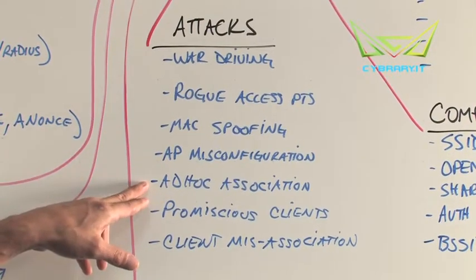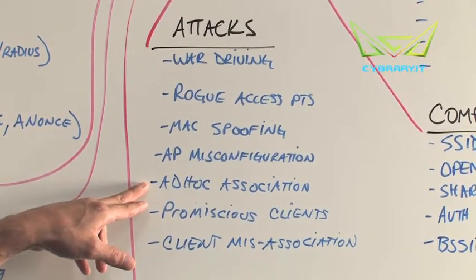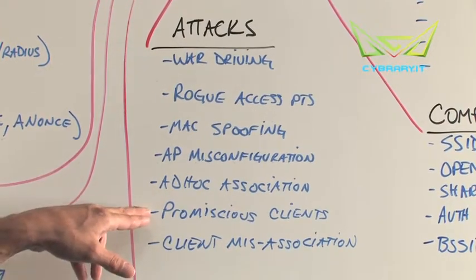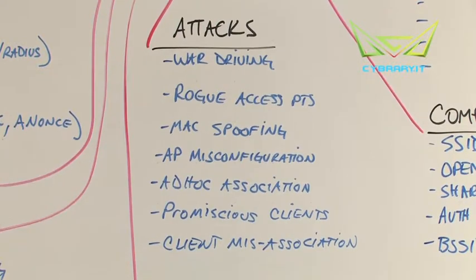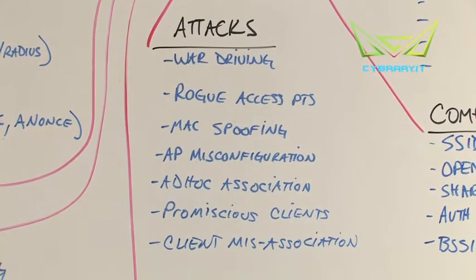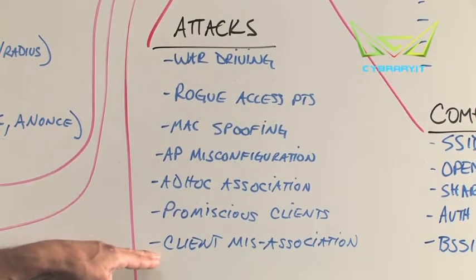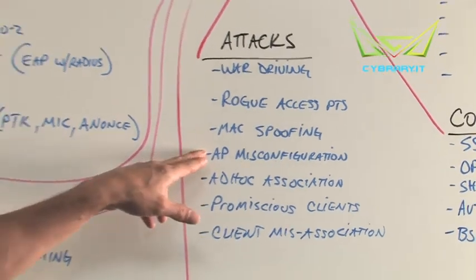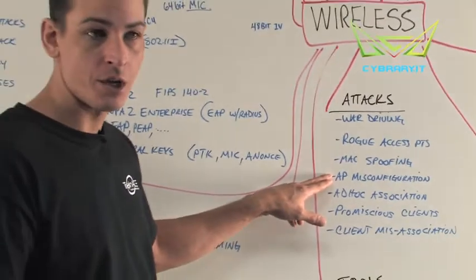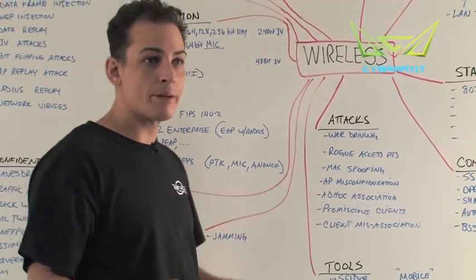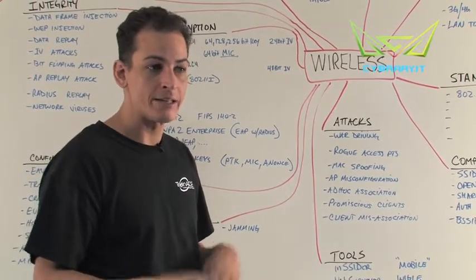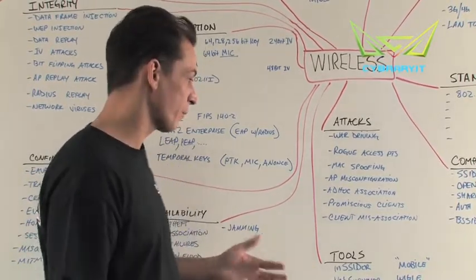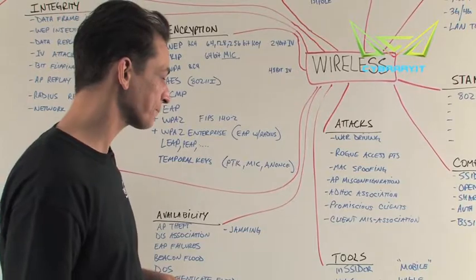Ad hoc associations, ad hoc meaning anybody can connect. Promiscuous mode clients, in which basically the client is in listen-only mode, so they can eavesdrop on traffic. And then, of course, client misassociations along with the access point misassociations. These are important because any misassociation, whether it's on the client or the access point, is an opportunity for the pen tester to basically go in and start exploiting.